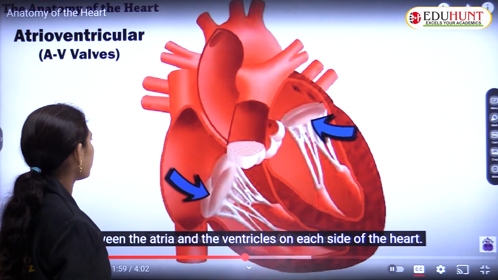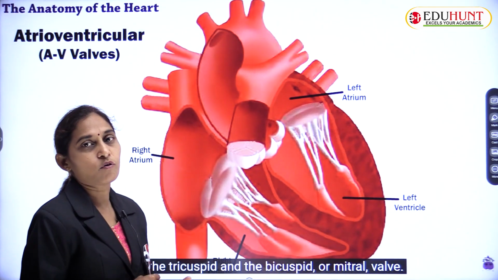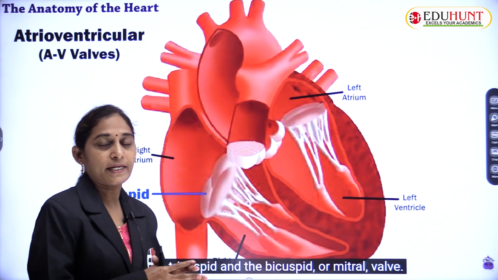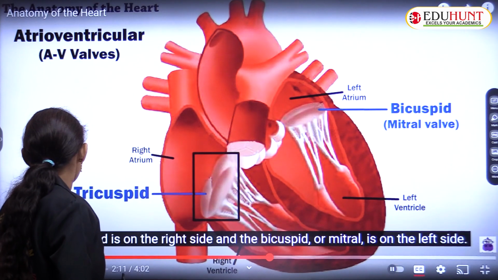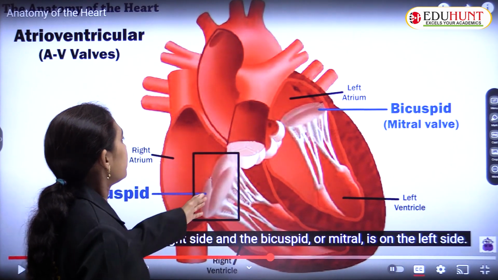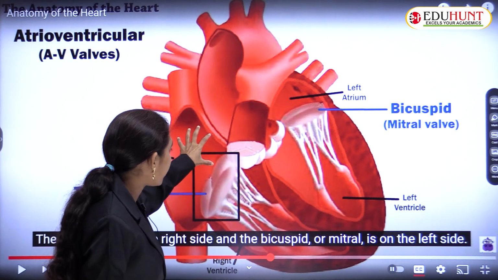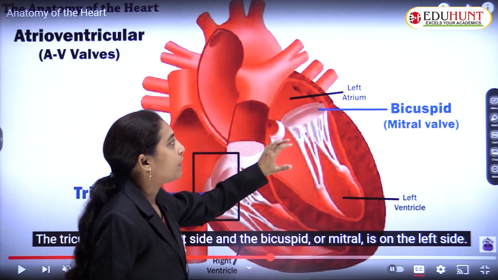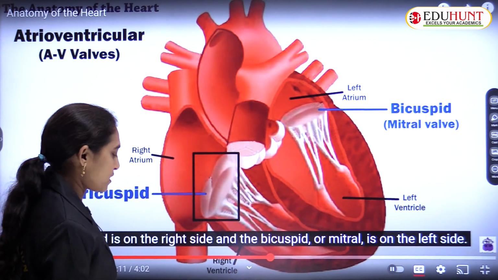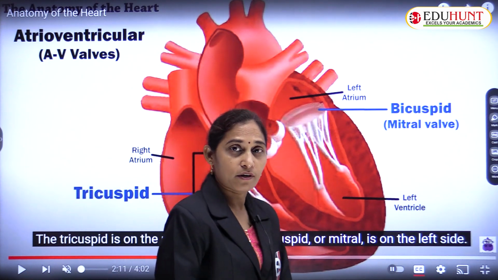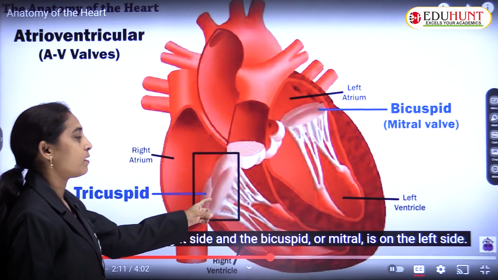In addition to that, there are valves to control the flow of blood and to direct the blood in one direction. There are two valves present between the right atrium and the right ventricle, and the left atrium and the left ventricle. The valve between the right auricle and ventricle is the tricuspid valve. This is the tricuspid valve.